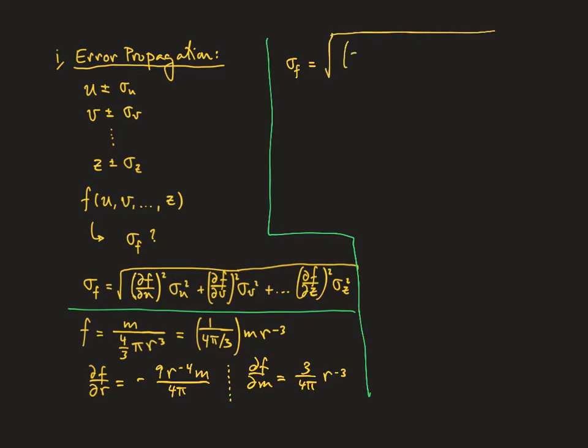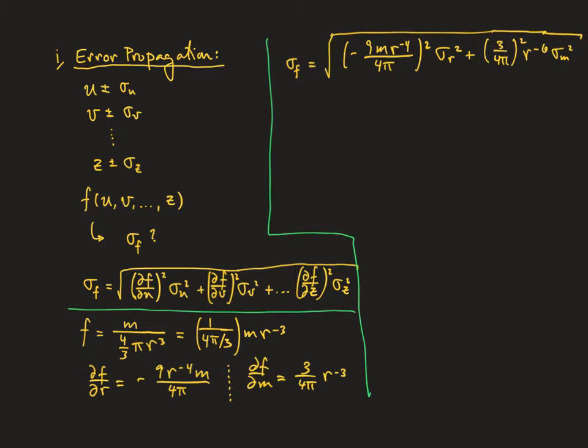So we've got minus 9 m r to the minus 4 over 4 pi, quantity squared. And now we're going to multiply by the associated uncertainty squared, so sigma r squared. And then do the same thing for the partial of f with respect to m, so that's 3 over 4 pi, squared, r to the minus 6, and sigma m squared.